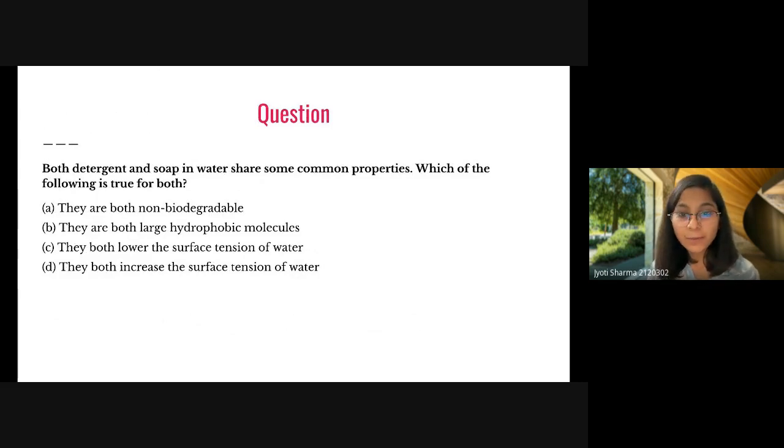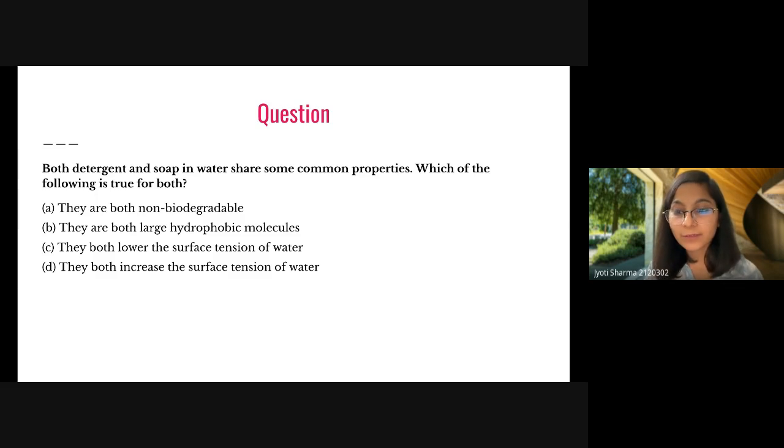Okay, so we have a question related to micelles. Both detergent and soap in water share some common property. Which of the following is true for both? They are both non-biodegradable. They are both large hydrophobic molecules. They both lower the surface tension of water. They both increase the surface tension of water. What do you think? What is the common property of detergent and soap? Which is true for both?